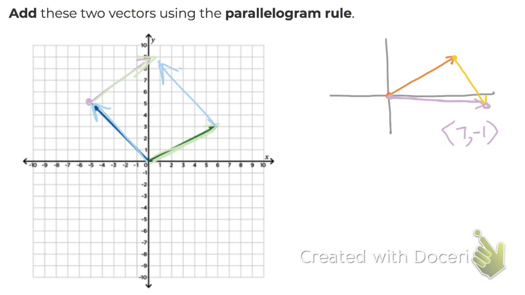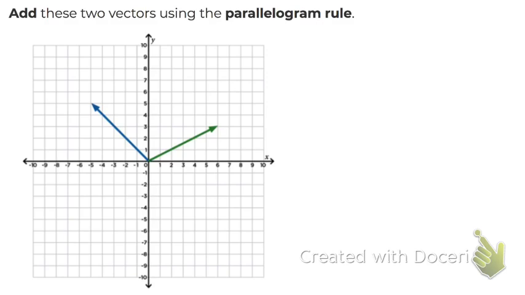This is a rough sketch of a parallelogram. Let's draw this a little bit more exact. So a parallelogram has opposite sides that are parallel and congruent. So let's draw the side that is opposite of this green one and congruent to it and parallel to it.